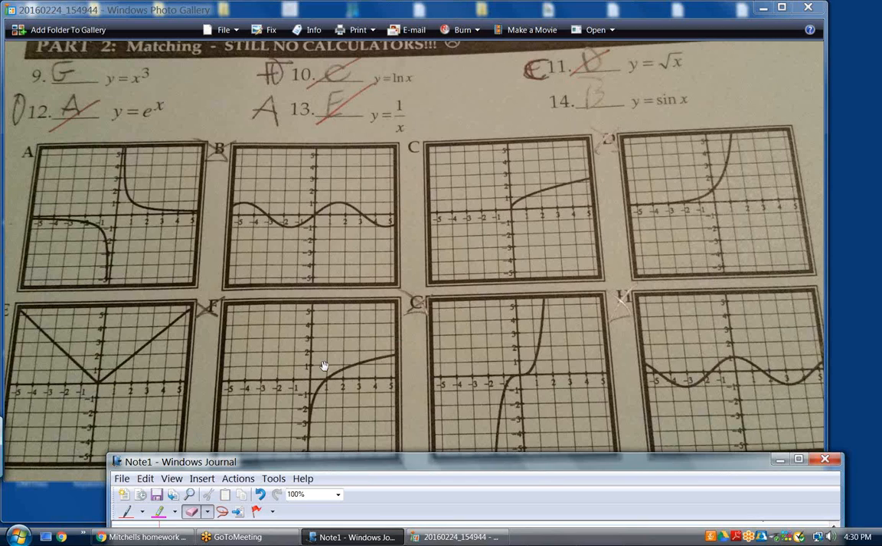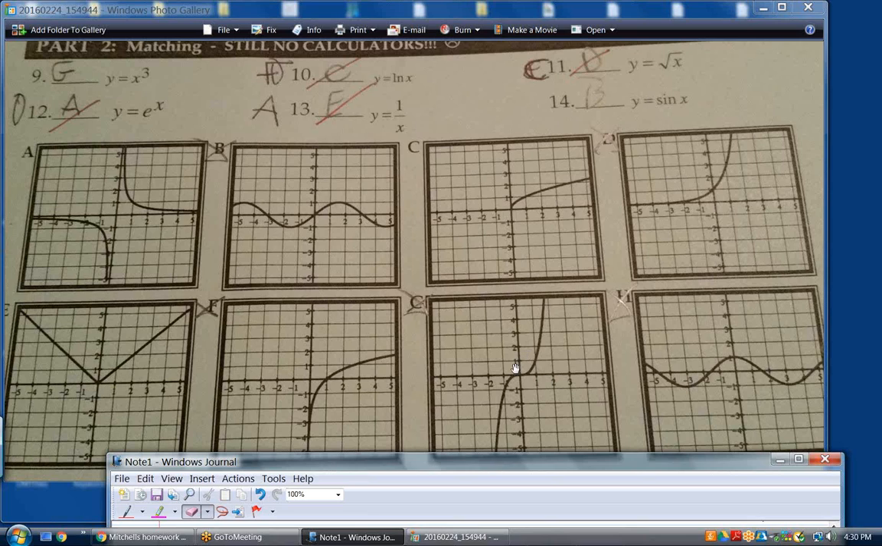Okay, but the domain on this one, the natural log function, has to be greater than 0. It cannot even be 0. On number f, that y-axis is a vertical asymptote. The natural log function never touches the y-axis. Why is that? Because you cannot take the log of 0. It does not exist. It's imaginary. But you can take the log of any positive number.